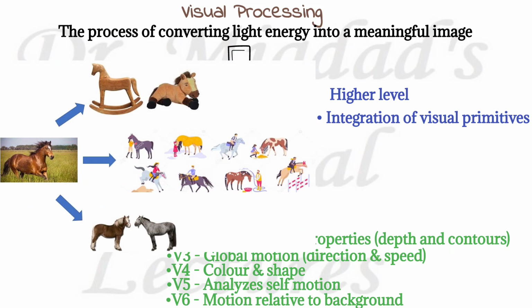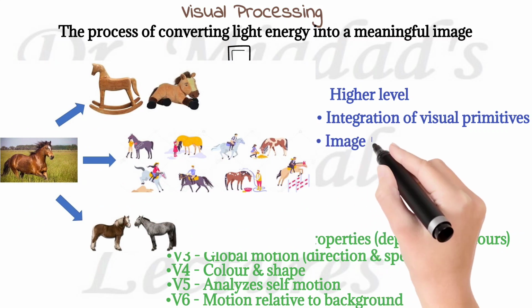For example, imagine if you are seeing a horse, then similar images are linked together, like images of different types of horses will come into your mind. This process is called image linking.